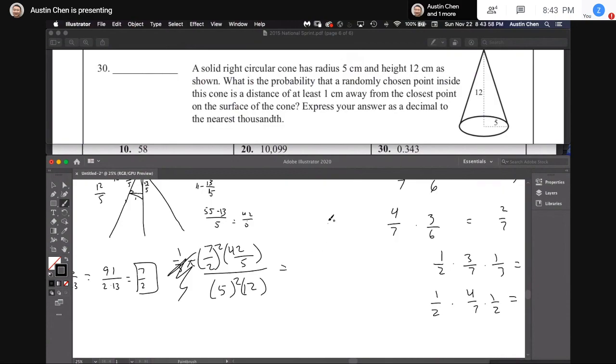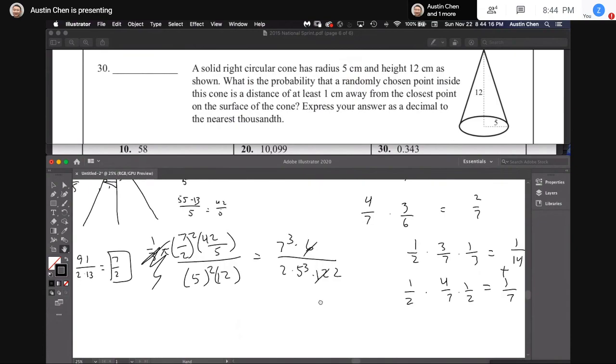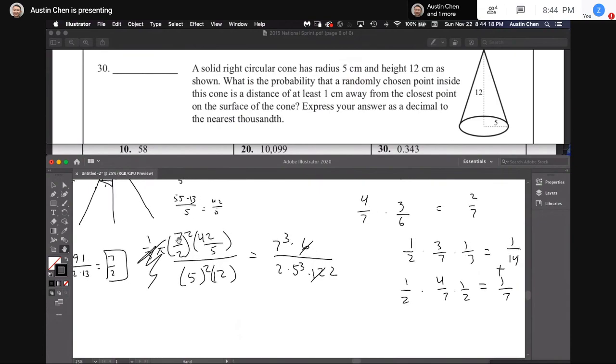All right, so what is this? Let's find out. We can take out a 7 from the 42. Then we have 7 cubed, and then we have 6, and then we have 2 times 5 cubed times 12. Now, you can take out a 6 from the 12 and a 6 from there. Oh, yeah, that is a 2 squared. This should be 2 squared. So then this is 7 cubed over 2 cubed times 5 cubed.